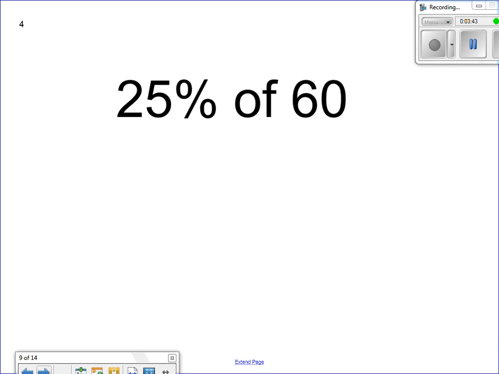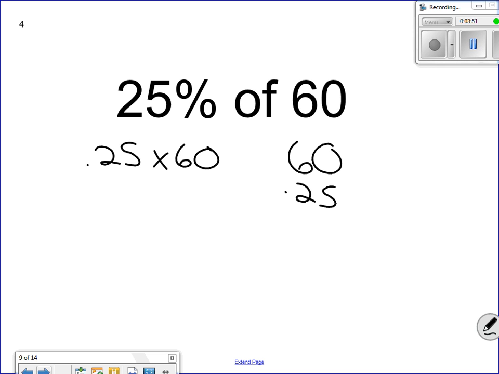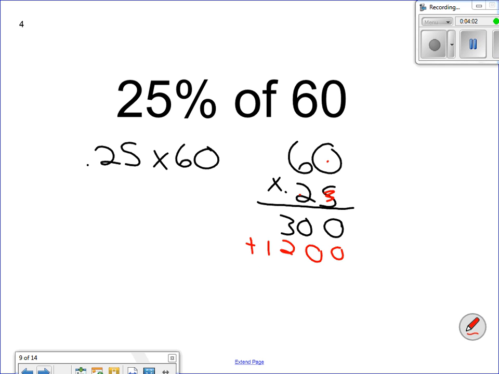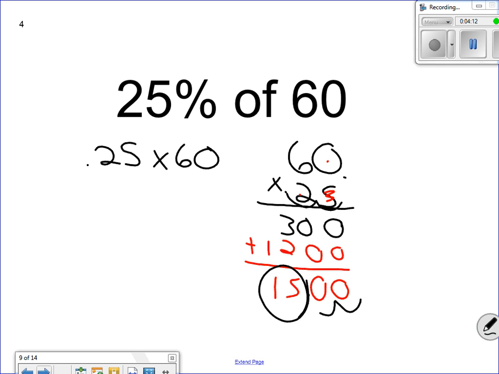25% of 60. Change it to a decimal, times 60. Let's do the long multiplication. 0, 30, place value holder. 2 times 0 is 0. 2 times 6 is 12. Let's add these up. 0, 0. I have a 5 and I have a 1. Where's my decimal at? 1, 2. Other decimal's there. 1, 2. My answer is 15.